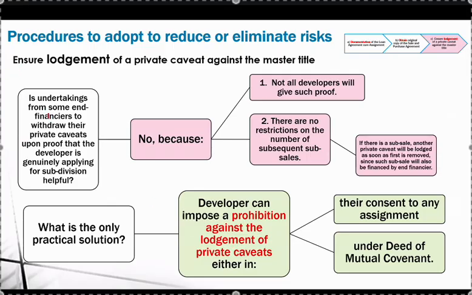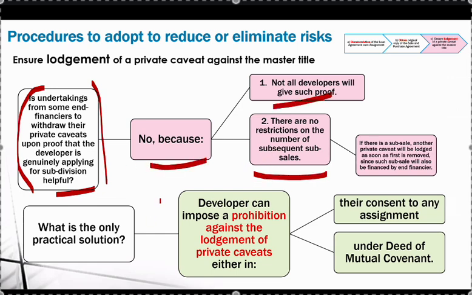So they say it's undertaking from end financiers to withdraw private caveat. Proof? No, because developer never get proof, and there's no restriction on number of sub-sales. The only practical solution, prohibition against lodging private caveats either in the consent of the assignment or under deed of mutual covenant.